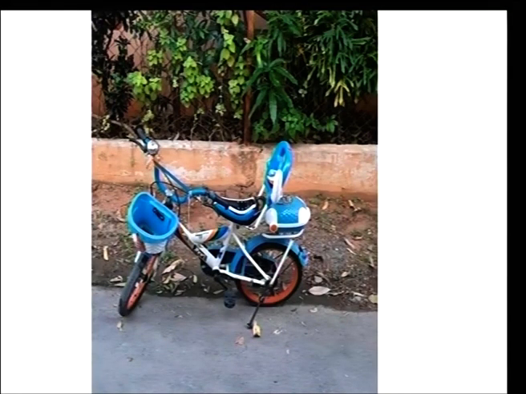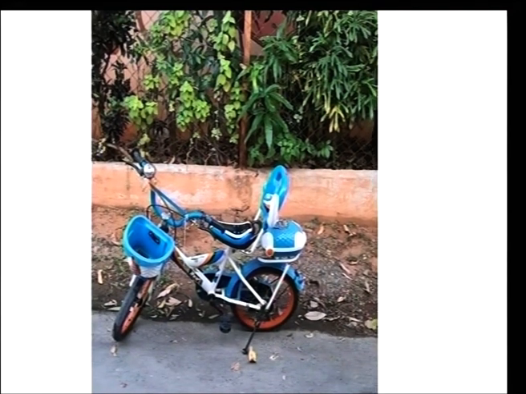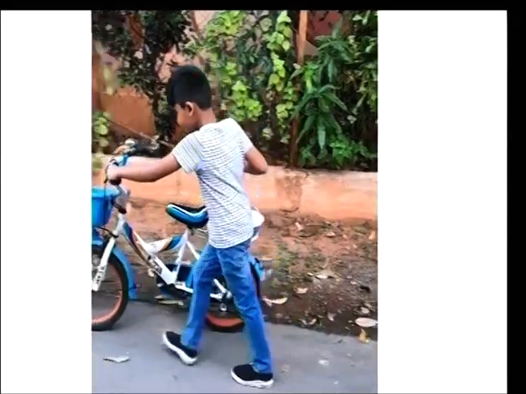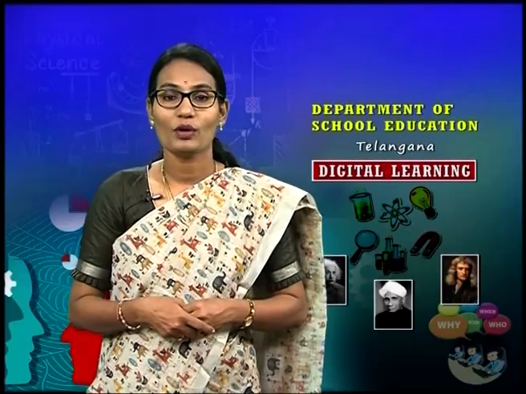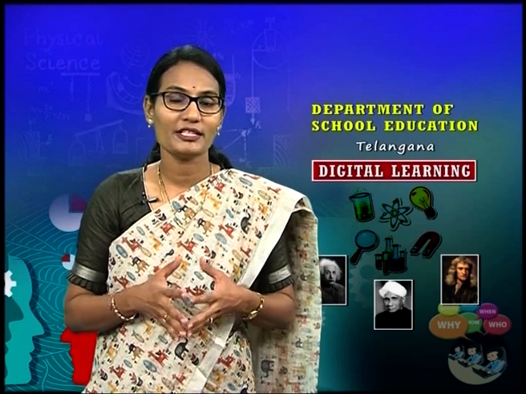The bicycle is at rest. See children, there is no force acting on it, that's why it is at rest. Now the boy applied the force, now the bicycle moves. What do you observe as the difference between these two videos? What did you notice in these videos?